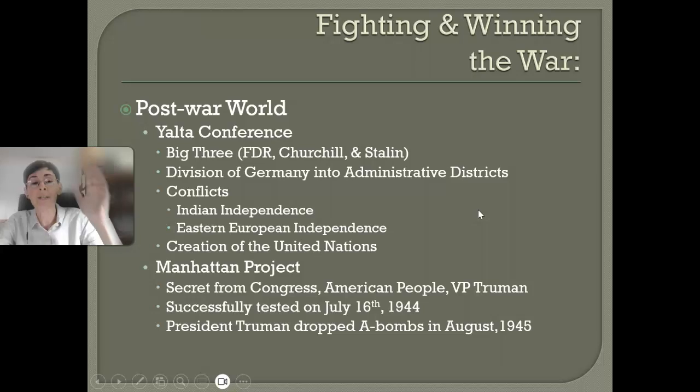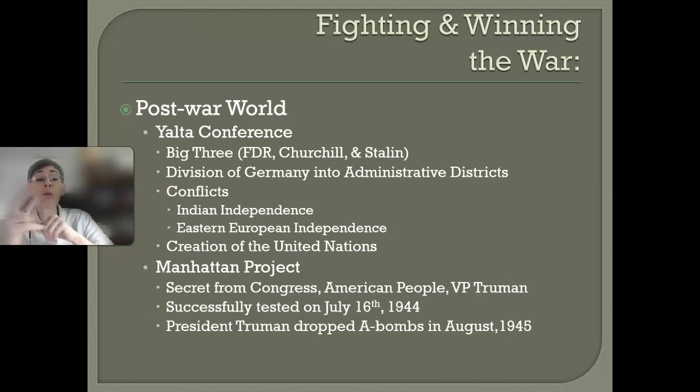Now the Manhattan Project was the project to develop the atomic bomb, okay? This was secret from Congress, it was secret from the American people, and even from Vice President Truman. Truman did not learn of the Manhattan Project until after he took office when FDR died. That's when he was informed. The first bomb was successfully tested on July 16, 1944.